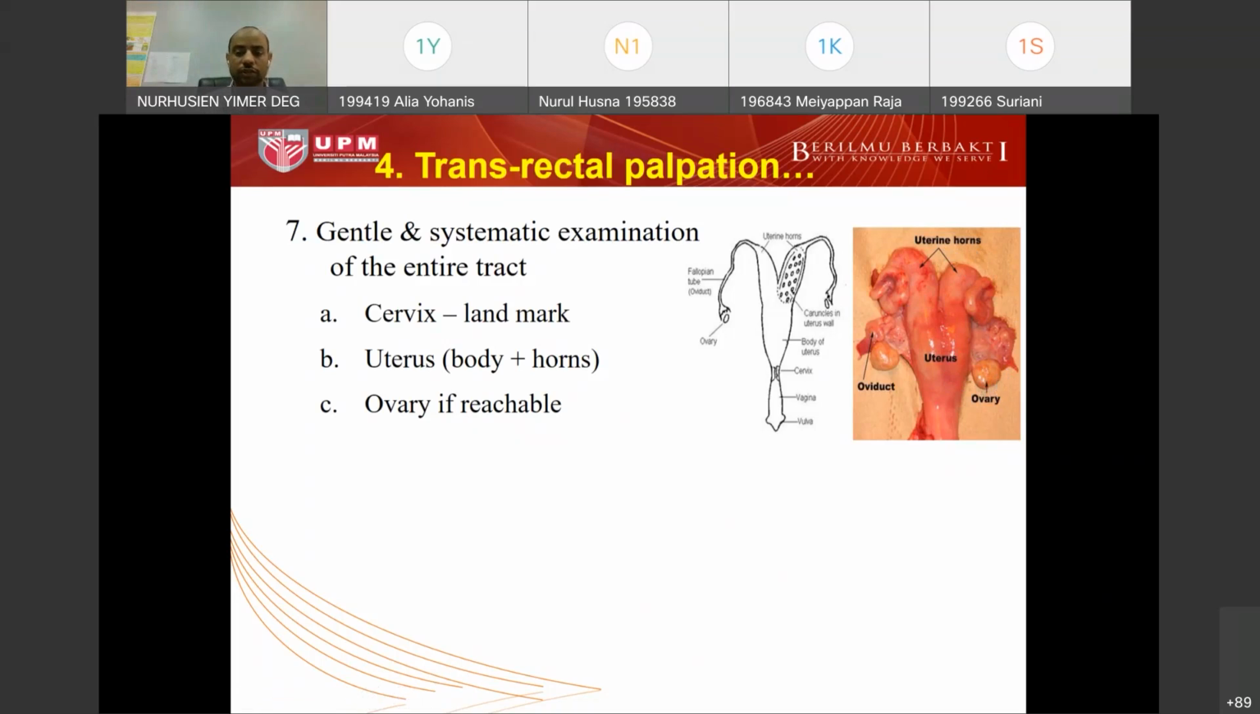Okay. So that is what we mean by systematic. Once you check all the way from the beginning to the end, then you can make a decision based on the findings that you have. So that is what you need to do at this stage of the procedure.